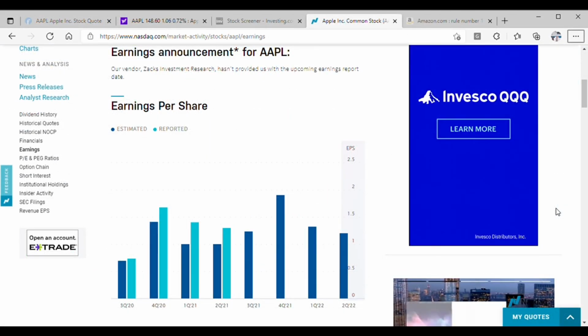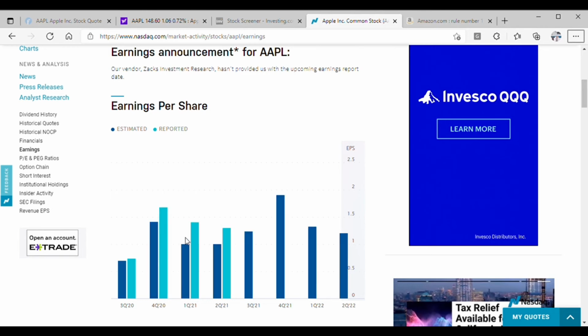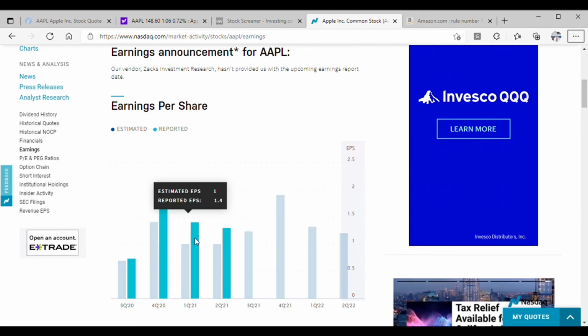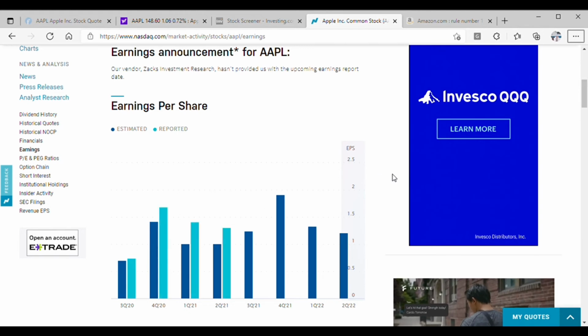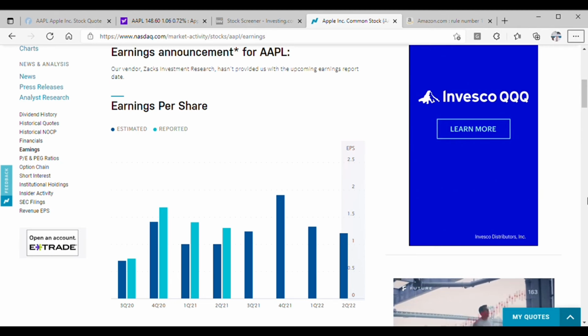Here's another good website called Nasdaq.com. Here it's showing Apple's earnings. I just went in and typed Apple, and I clicked over here where it says earnings. And look at this. It shows estimated and reported EPS, estimated and reported, estimated and reported. And if you look, you'll see that it has beaten its estimated earnings for the last 3 or 4 quarters. When you see consistency like that, that's the sign of a pretty good company.